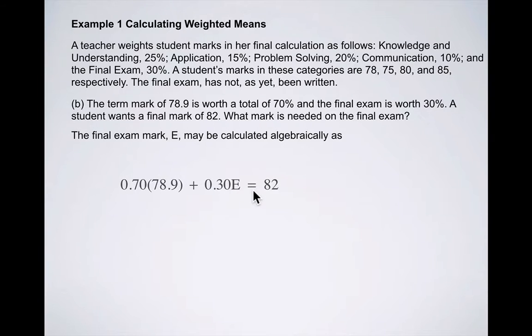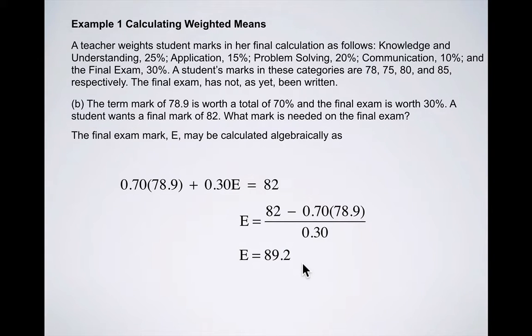Now, we could calculate the final mark as 0.30 times the exam mark. And we know that the weighting here is 70% of the term mark, which is going to be 78.9. That's the mark that they're going in with. And so when we rearrange this and solve for E, you get an answer of 89.2.